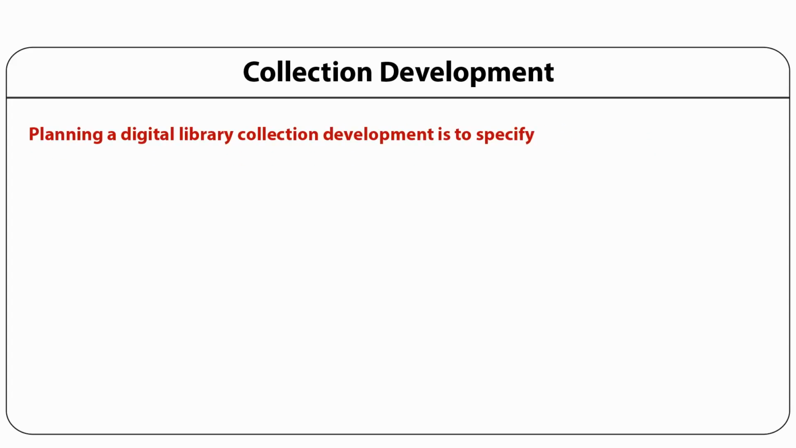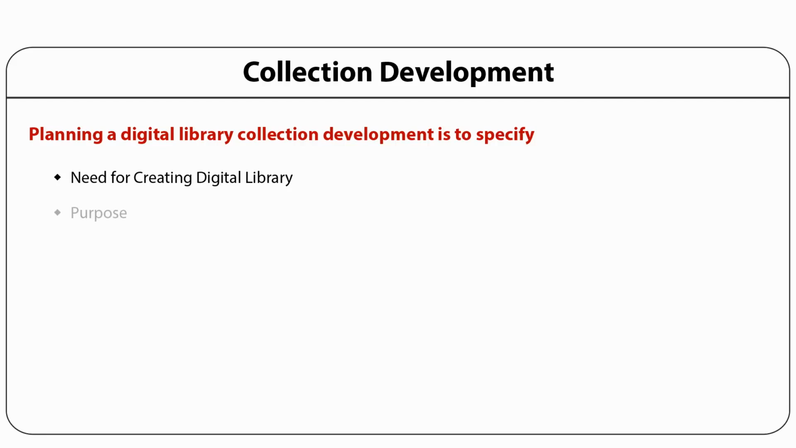Next is the collection development. In the planning, digital library collection development is to specify the need for creating a digital library. It means whether our rare collection can be accessed by this, or whether all born-digital collections are going to be accessed. And here we need to understand why we need to go for digital library creation and what kind of collection is to be added to this.